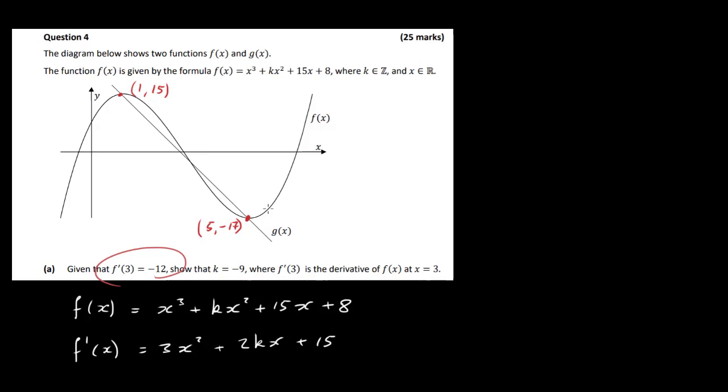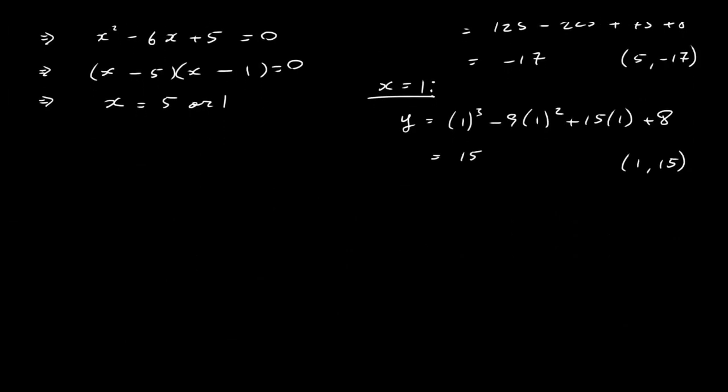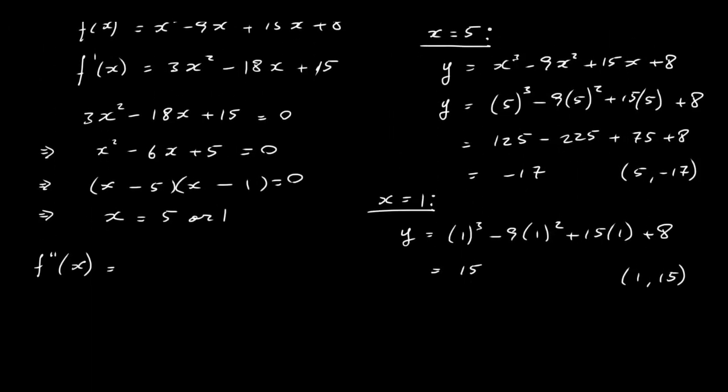Okay, now normally what you would do is just test this as well, just to see if they are in fact correct. We can see from the diagram they are, but let's say we needed to just check it. We would do a second differential here, f double dash x if you like. So that will give us, we just need to differentiate this again. So that will give us 6x minus 18.